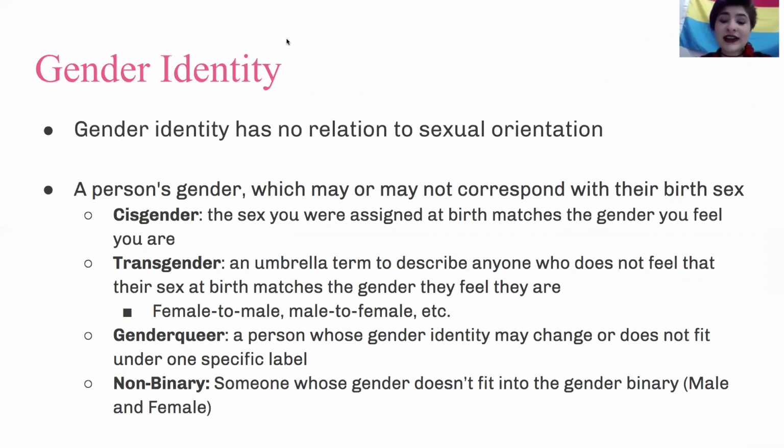So gender identity, as I said, has no relation to sexual orientation. And a person's gender, which may or may not correspond with their birth sex, can be cisgender, which means, like, I'm cisgender, for example, and that just means that I identify as the gender I was born as, or the sex I was born as.